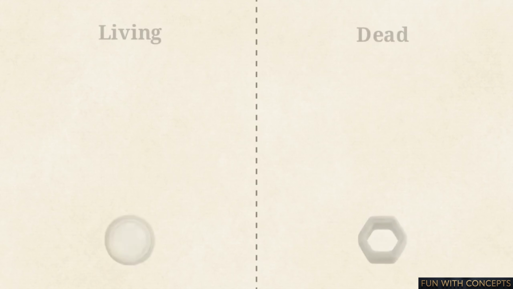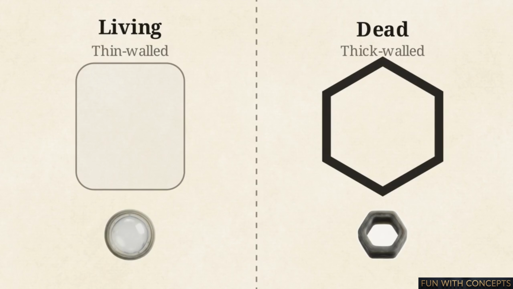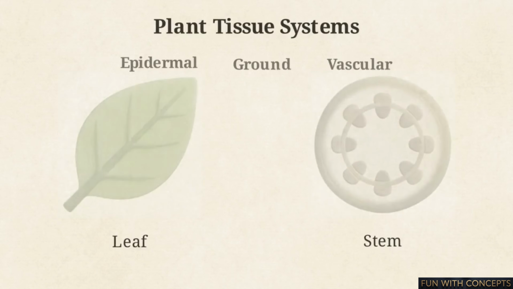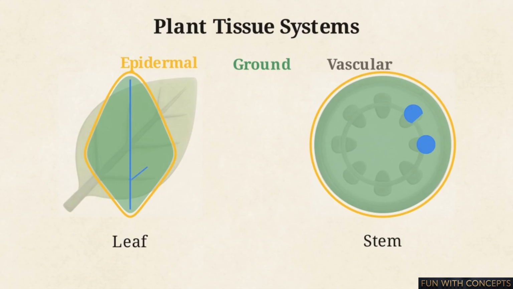This comparison shows their mature characteristics. Permanent cells can be living or dead, and thin or thick-walled. In living cells, the nucleus is often pushed to the very edge by a large central vacuole. These cells form three major tissue systems: the epidermal system on the outside, the ground system making up the bulk of the interior, and the vascular system for transport.